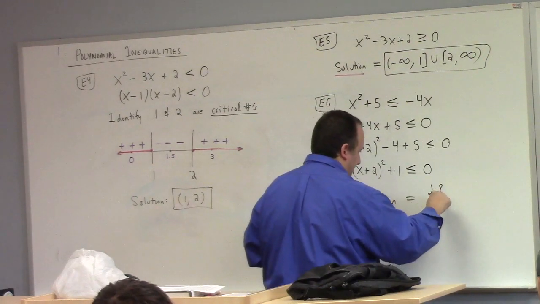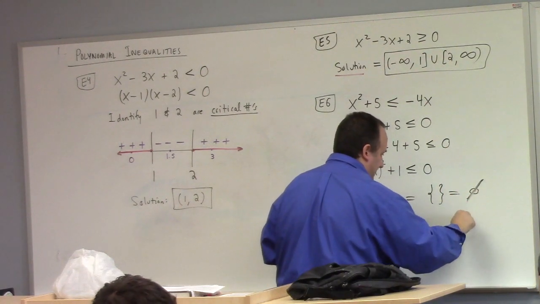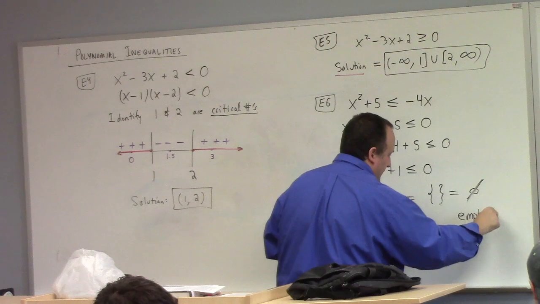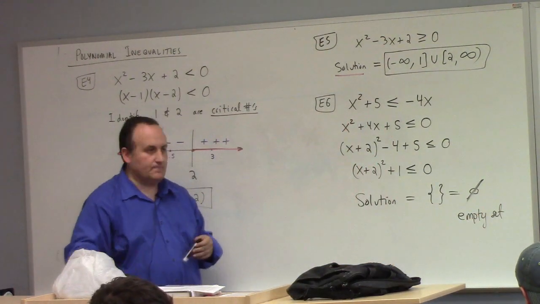So you either write it like this, or sometimes the book will write it like this. This is the empty set. If you like, you can just use words. No solution. That'll be fine. All right?